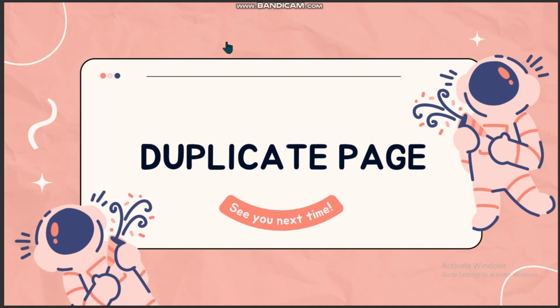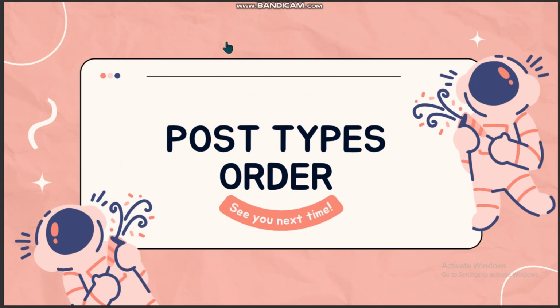So moving on, next, Duplicate Page. If you have a contact us page or about us page and you want a duplicate of this page, you have to install this plugin. You will not need to do all the settings again. Just by clicking once you can have your second page with a different name.